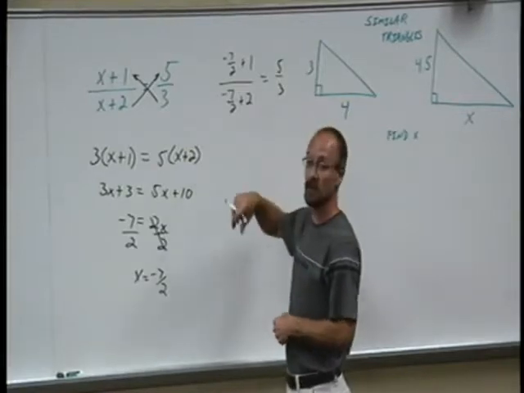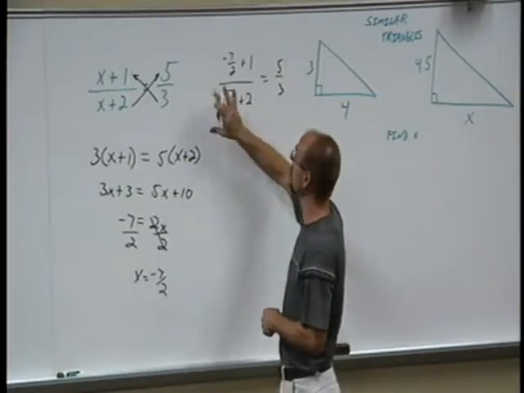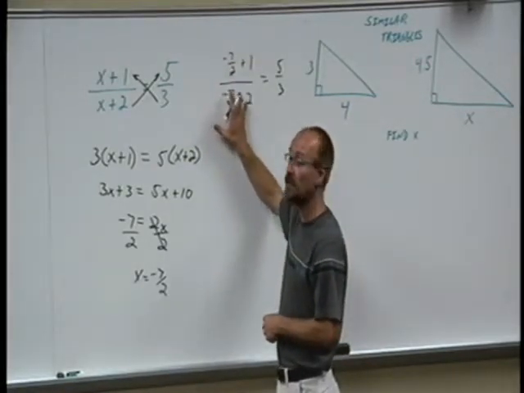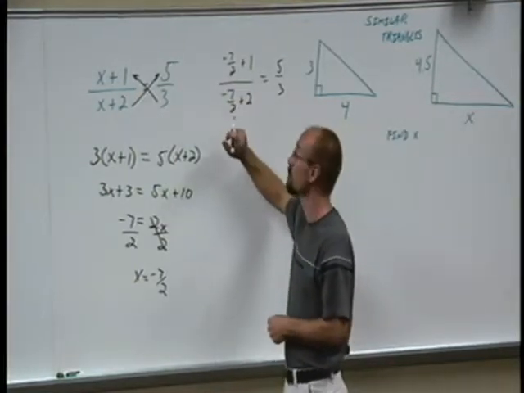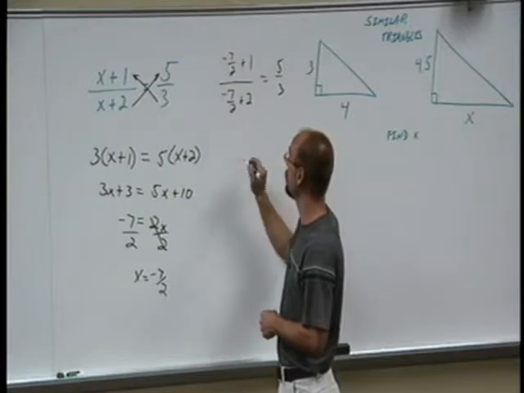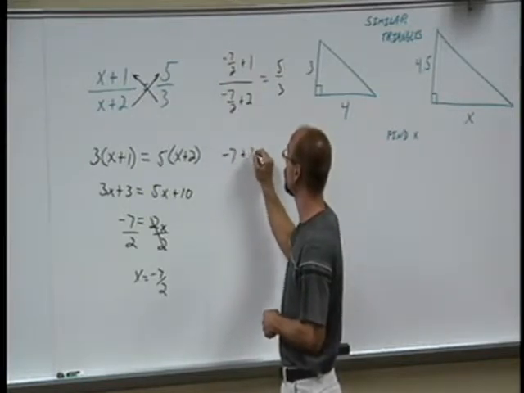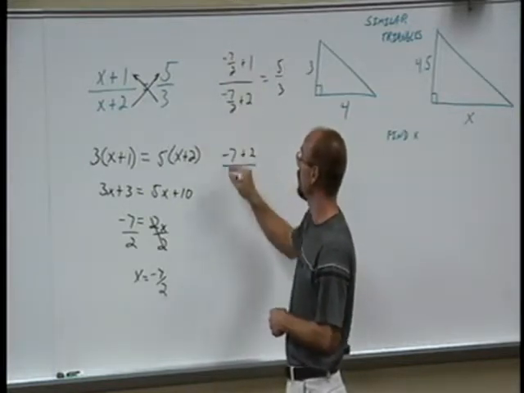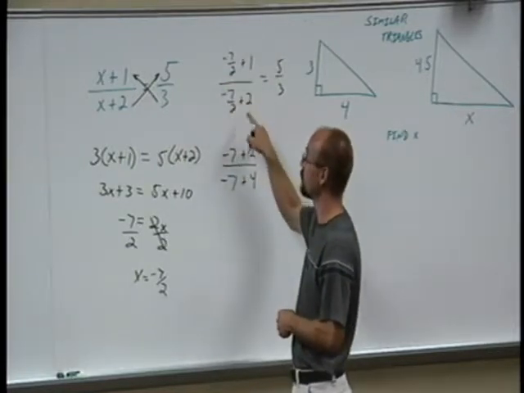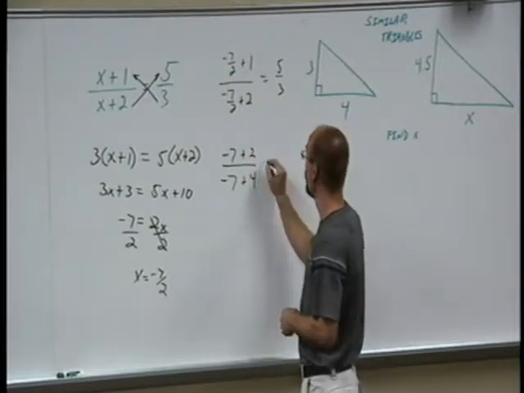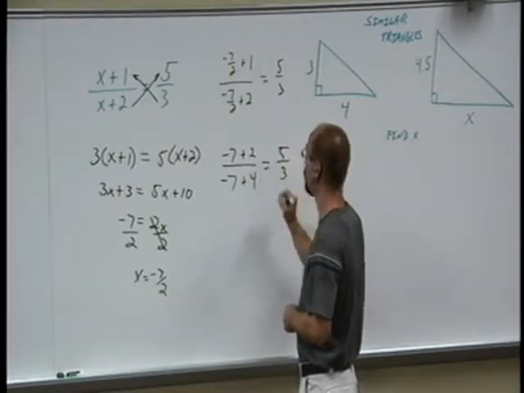Or I can use the other method that we had discussed in the videos, multiply everything by the LCD. Well, in this case, we have 2 in our denominator, that is our LCD. So I'm going to multiply the top by 2, and I get -7 plus 2 over -7 plus 4. I just multiply every term by the LCD 2. This still has to equal 5/3.